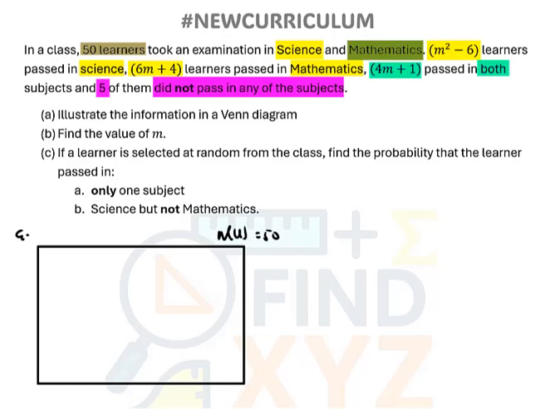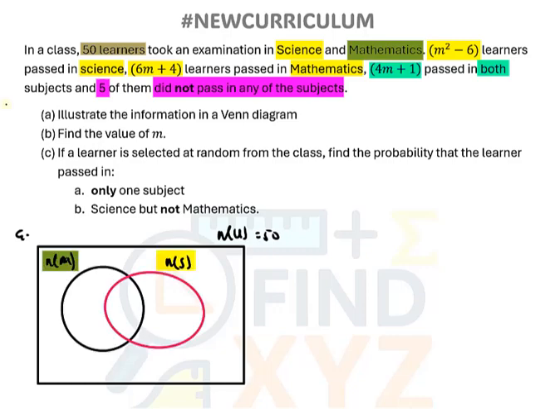Then what are we talking about? We are talking about math and science. So the number of mathematics passed and the number of science passed. We know the number of students that pass maths is 6m plus 4. So this is equal to 6m plus 4, and the number of students that passed science is m squared minus 6. So we have m squared minus 6.